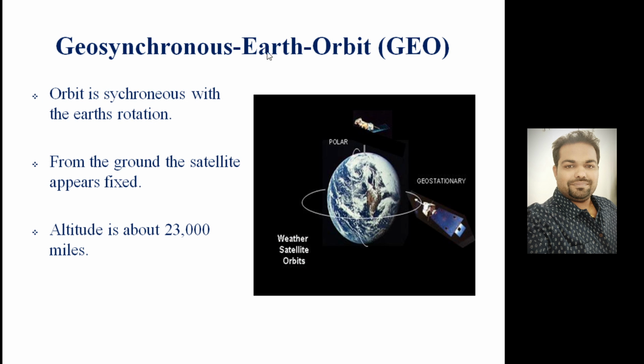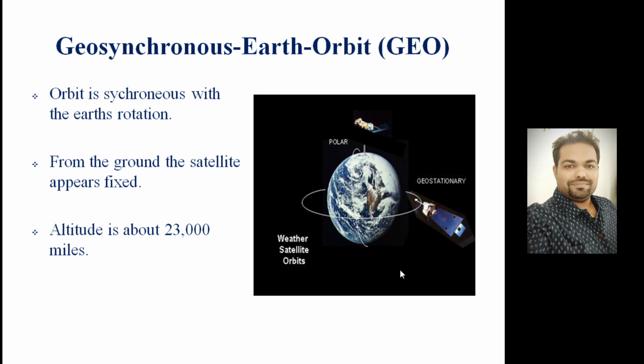So next one is the geosynchronous Earth orbit. The orbit is synchronous with the Earth's rotation, right? From the ground, the satellite appears as fixed. So this is the zone, particularly known as geostationary, or geosynchronous orbit. Any satellite orbiting here completes one revolution in 24 hours. So the rotation speed of the satellite in the geosynchronous Earth orbit is exactly the speed of the Earth. So from the Earth, the satellite appears to be fixed.